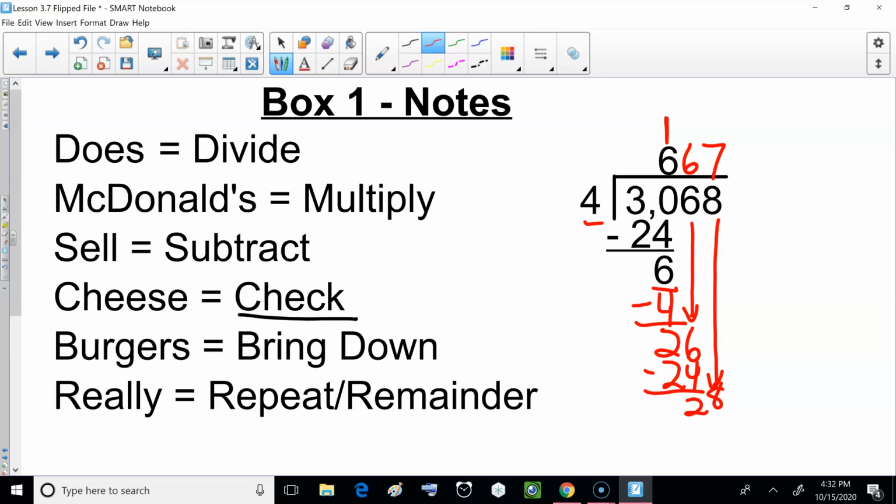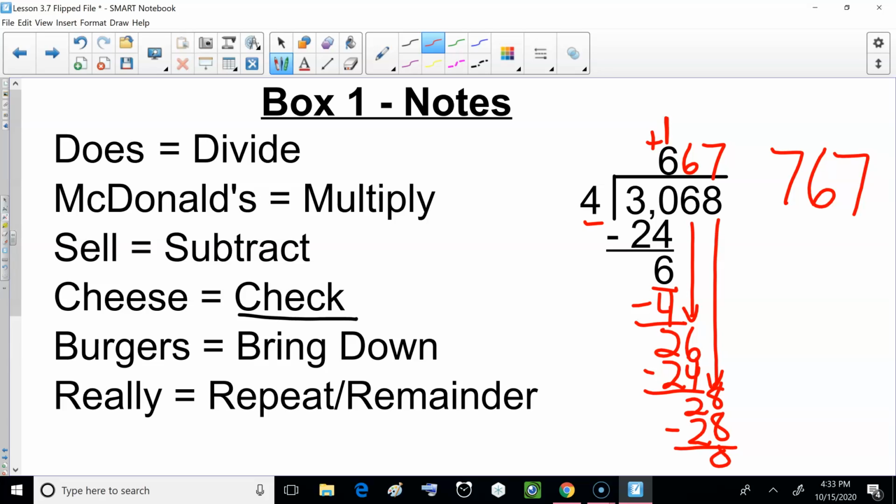7 times 4 is 28. This is a 0. So now my answer, if I have a 1 above the 6, well, now I really would add those two together. So my answer would be 767. You'll notice this is exactly the same problem that we had yesterday. So it might look familiar to you. But that's what I would do instead.